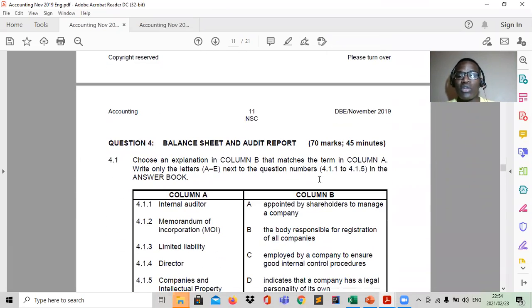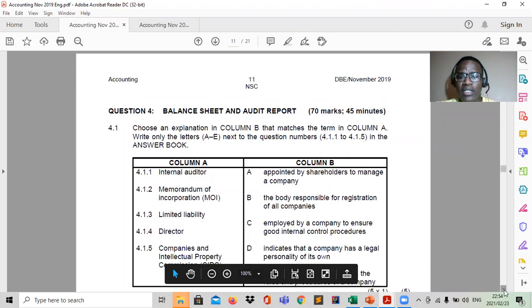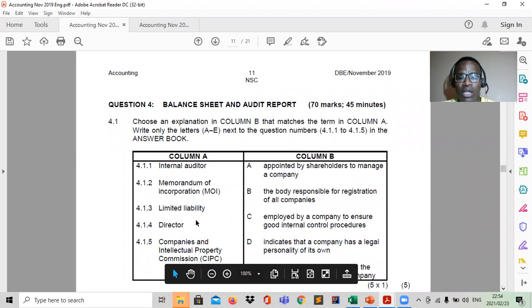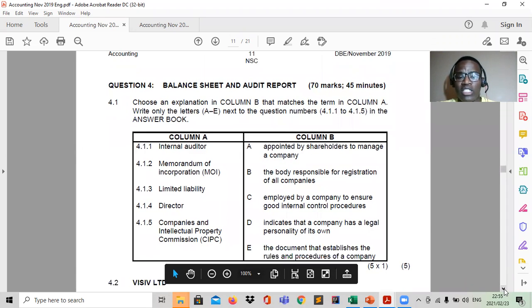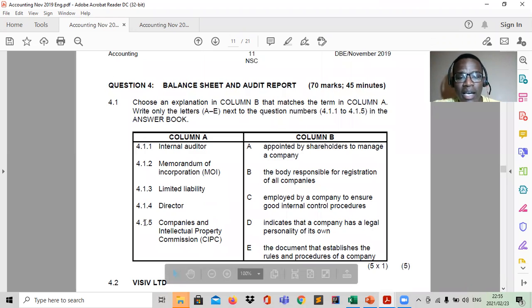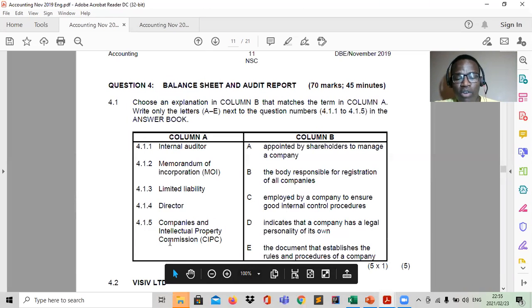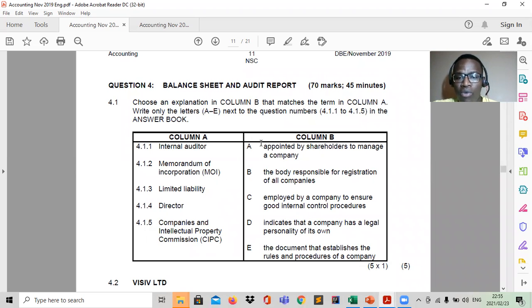So the question paper that we're going to do, as elaborated before, is the Department of Basic Education, November 2019, right? Which is question 4. Then 4.1, we are told to match column A with column B, right? So far, we're only going to focus on the concepts that we've covered in previous lectures. So we've learned about limited liability, what a director is, and the Companies and Intellectual Property Commission, also known as CIPC, right? So try to match 4.1.3 with column B.